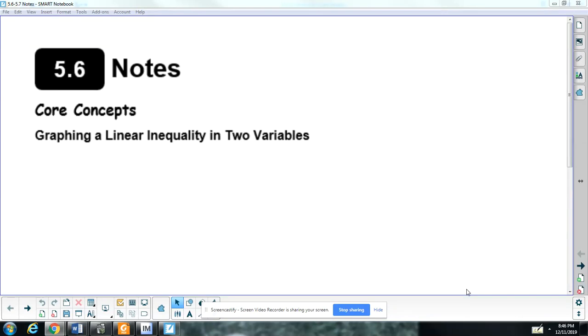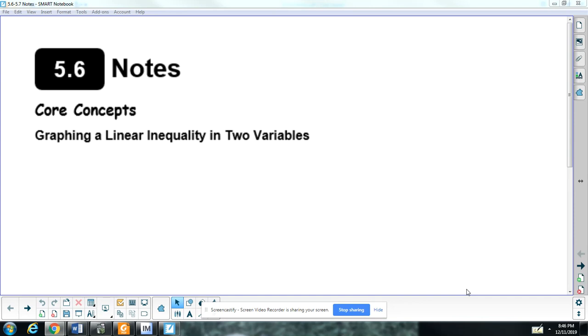All right, guys, we are going to go over 5.6. It's one of the last two lessons out of this unit, and we're going to be stepping back just for today from having two equations. We're going to go back to one, but instead of equations, we're going to talk about inequalities.